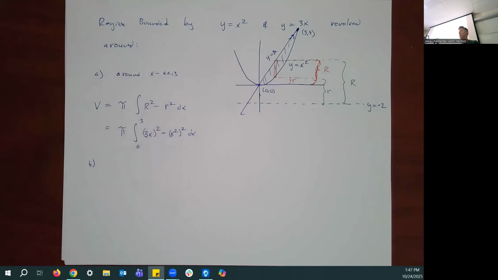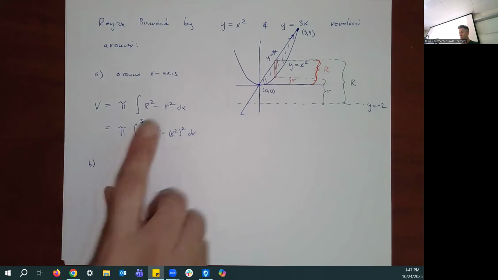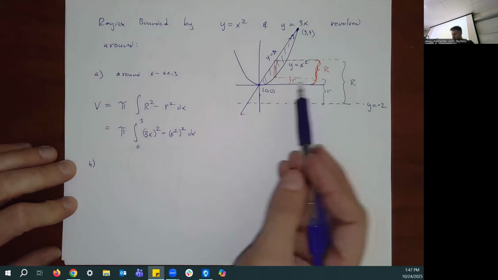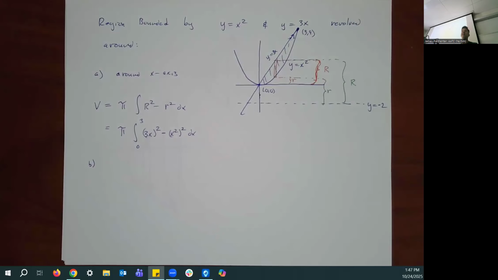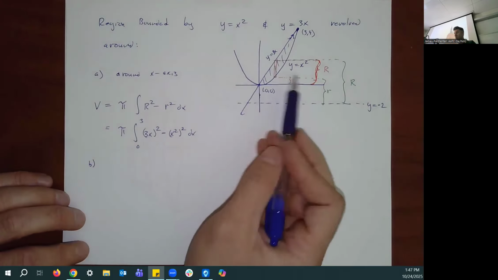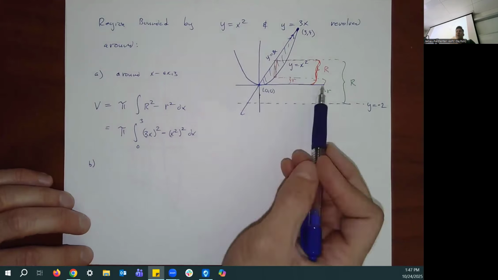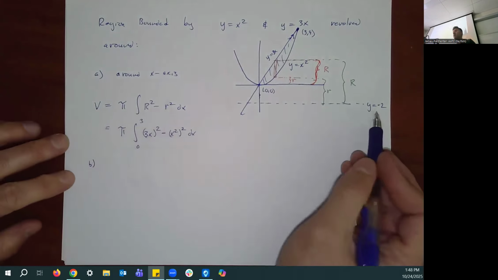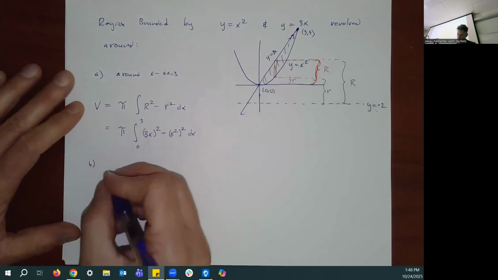Your radius is just the difference between your function and the axis of rotation. So what I really should have been saying for each of these so far is this big radius here of 3x, it's really 3x minus 0. And this smaller radius here of x squared is really x squared minus 0, just still x squared.